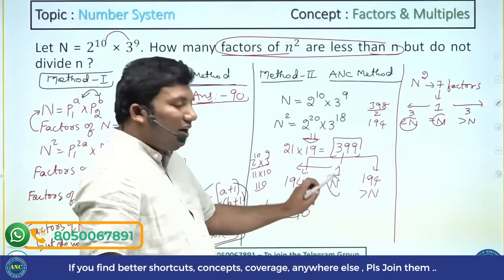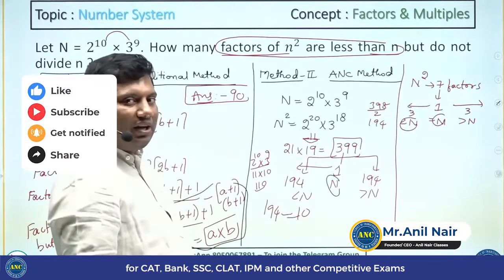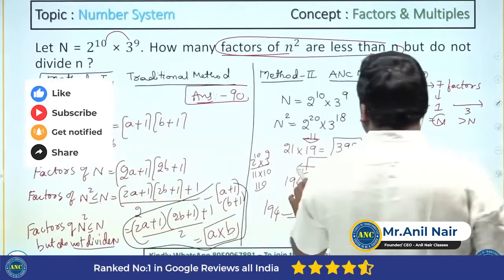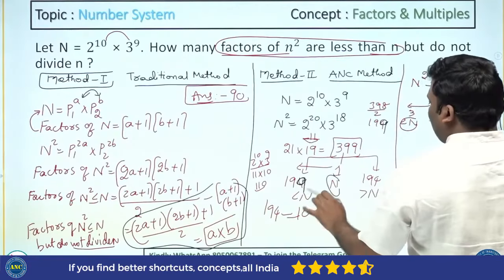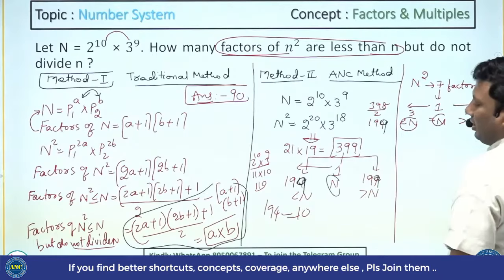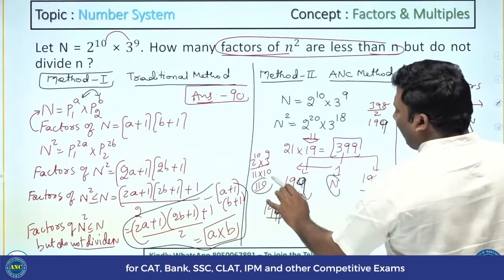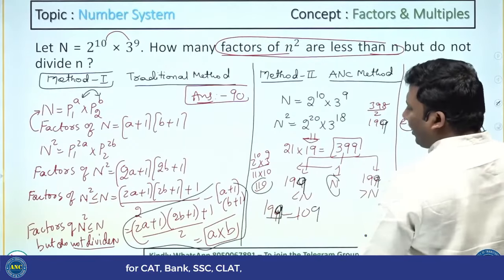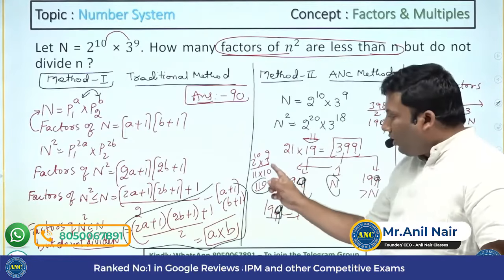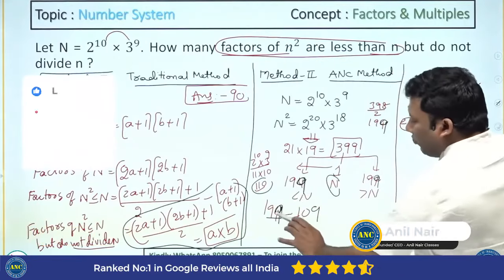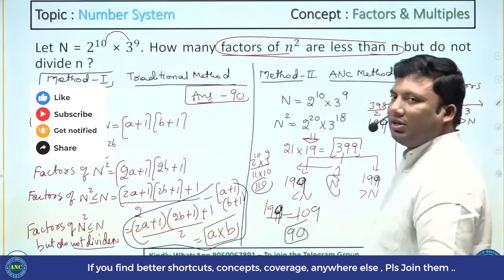One factor will be equivalent to n. Remaining 398 are equally divided. 398 by 2 is 199. 199 left side, 199 right side. In that 199, 110 factors are there, so 109 factors will be less than n. One factor will be equivalent to n. So 199 minus 109, direct answer is 90.